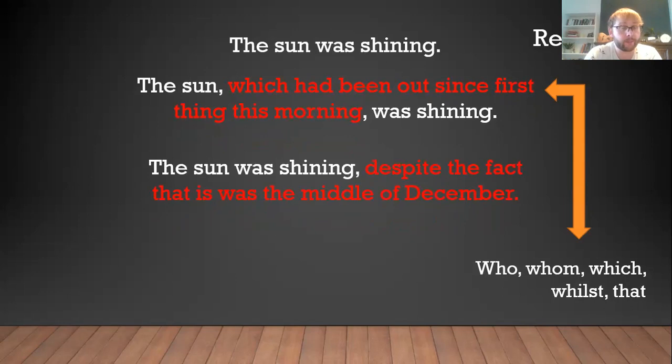We also then looked at subordinate clauses. The sun was shining, despite the fact that it was the middle of December. And we talked about the way they could be identified is by the fact you can move the main clause and the subordinate clause both ways round, and the sentence still makes sense. So we could easily have said, despite the fact it was the middle of December, the sun was shining.